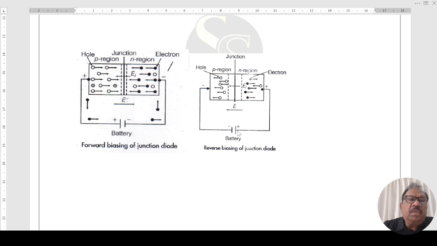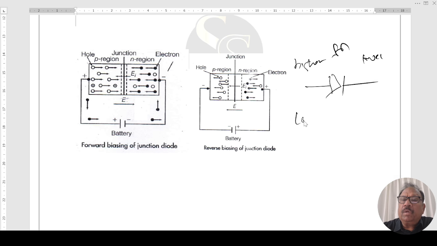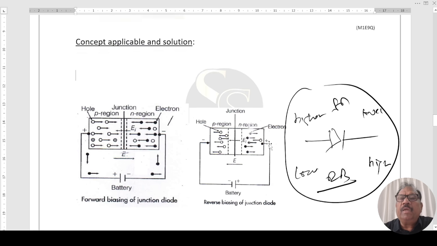In this case, majority carriers in P-type are holes, and in N-type are electrons. Majority carriers move towards the junction and the depletion region decreases. In the reverse case, majority carriers move away from the junction and the depletion region increases. Forward bias: P should be at higher potential, N at lower. If P is lower and N is higher, it is reverse bias. This is the basic concept, right?